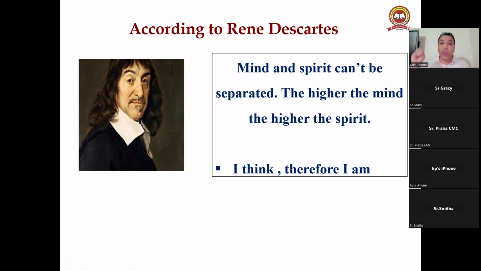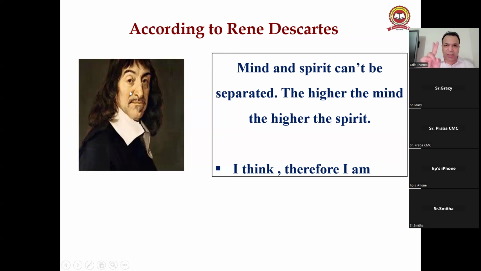Right? When I'm talking about John Dewey, John Dewey is not associated with idealism, not associated with naturalism. John Dewey is associated with pragmatism. Okay. William James, C. Sanders. That's why you must know some of the names, right? So Rene Descartes, who was also an idealistic person, a French philosopher, has said that mind and spirit can't be separated. The higher the mind, the higher the spirit. That's why he has said that I think, therefore I am.